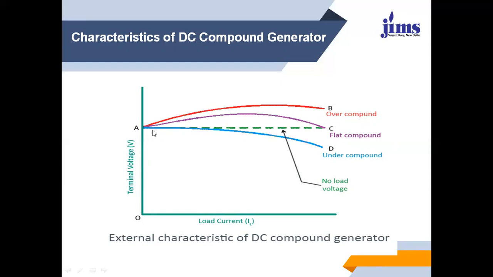So the green point is indicated as the no load voltage. So the no load voltage A to C will be the straight one and equal. So these are the different characteristics which will be associated with the DC generators.